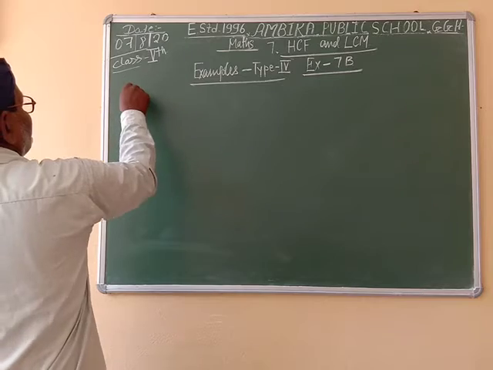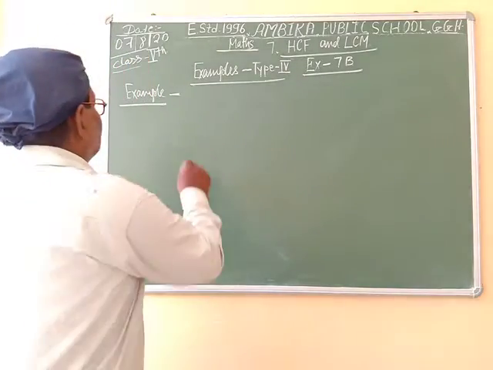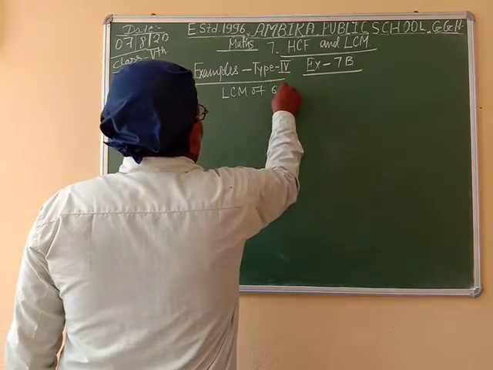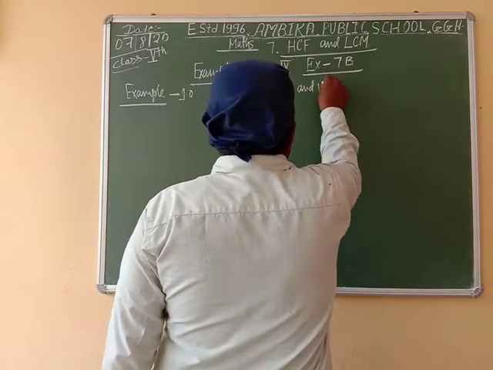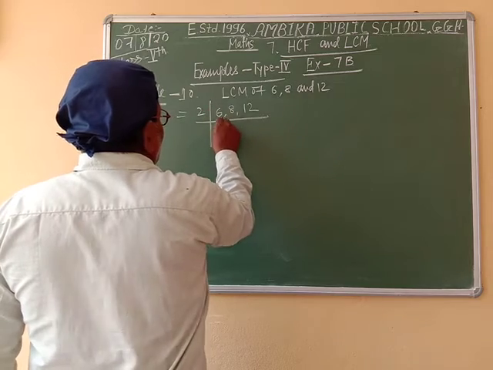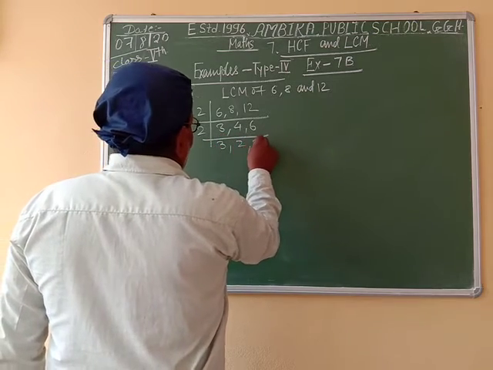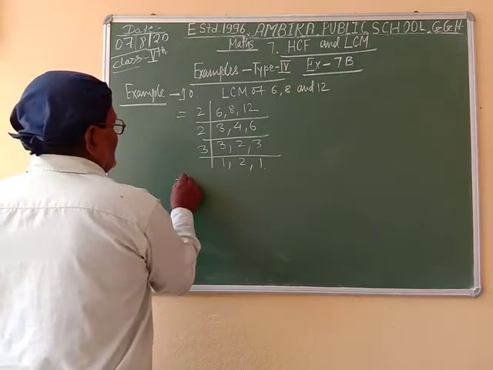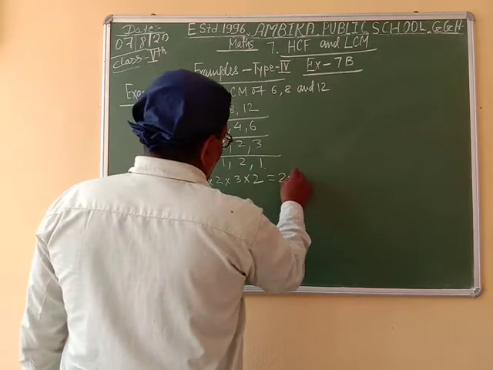Example 10. LCM of 6, 8 and 12 is equal to 2 into 2 into 3 into 2, which is equal to 24.